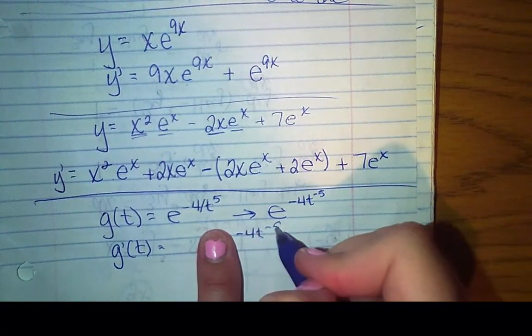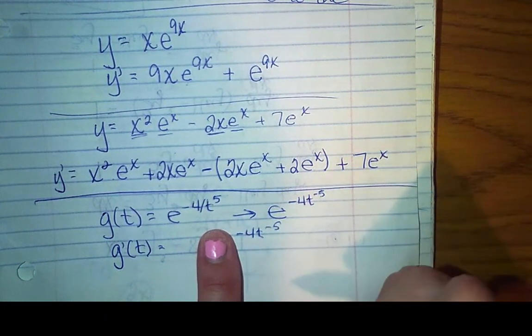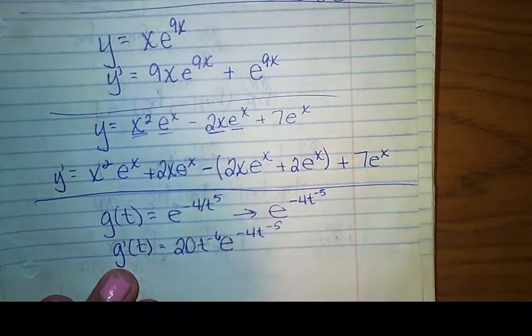So this thing's derivative, drop your negative 5 out front to get a 20 times t to the negative 6. So I'll have a 20 t to the negative 6. And you're done. Don't do product rule. Don't do anything like that because you've just got a single term sitting here.